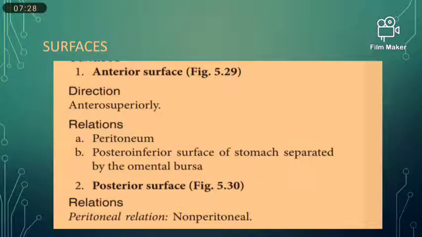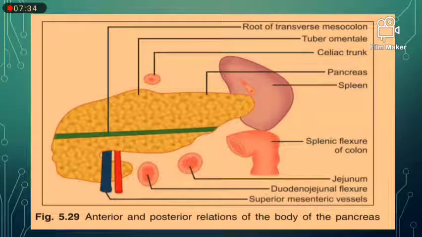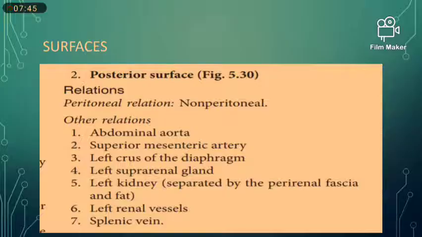Posterior surface: its relation is non-peritoneal, as I have already told you that the pancreas is retroperitoneal. Here you can see the relations of the anterior and posterior aspects of the body. Posterior surface: the peritoneal relation is non-peritoneal. Other relations are the abdominal aorta, superior mesenteric artery, left crus of the diaphragm, left suprarenal gland, and left kidney, separated by the perirenal fossa and fat, left renal vessels, and splenic vein.